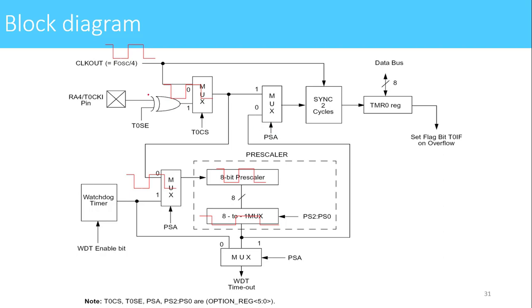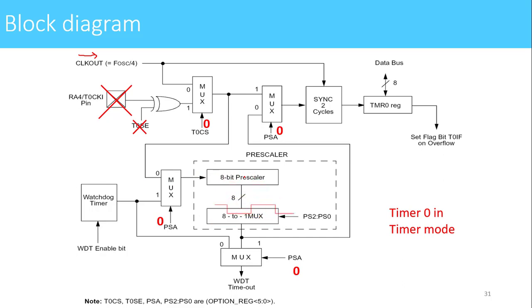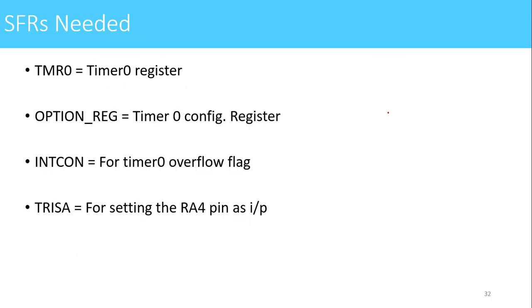Here a small working of timer 0 as a timer is shown, and timer 0 is operating in timer mode. Whenever timer 0 is operating in timer mode, the clock is from the internal clock. It doesn't matter what the value of T0SE is, because we are not going to use the external clock. Here the value of T0CS should be 0 to select the clock from the internal clock source. And here the prescaler is assigned to timer 0. The clock arrives at this multiplexer, then goes to the prescaler. From the prescaler it gets divided by a specific value, and that clock signal is given back to the multiplexer, and through that multiplexer it goes to the next block, that is sync 2 cycles. From there it is given to the timer 0 register.